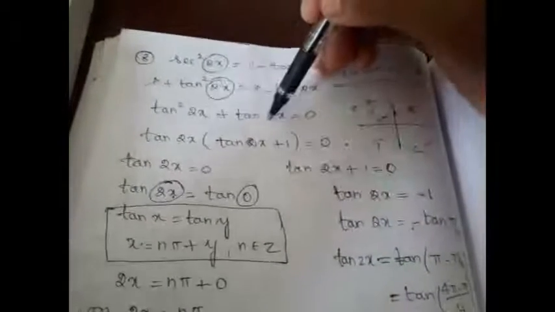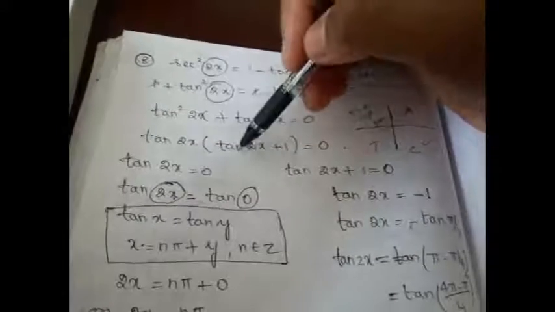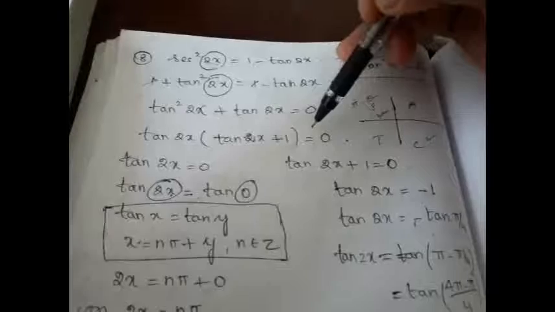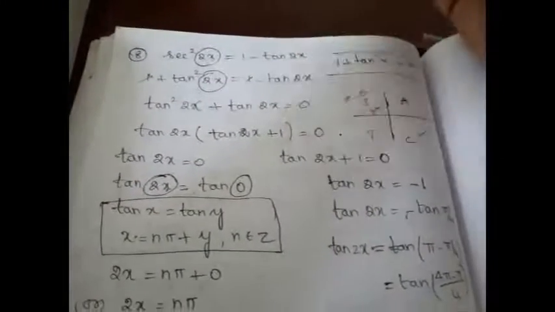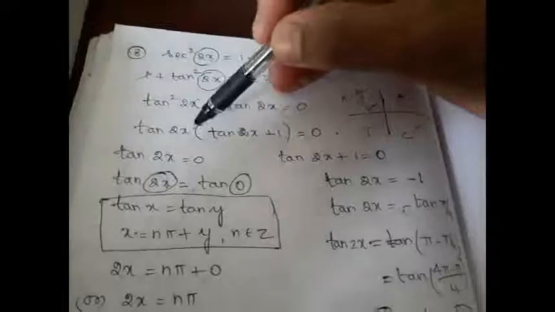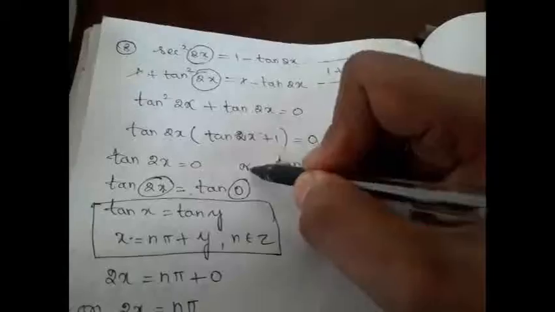Now take tan 2x common from these two terms, so we will be left with tan 2x times tan 2x plus 1 equal to 0. Now we got our equation. When the product of two terms is equal to 0, either of the terms should be equal to 0. So equate tan 2x equal to 0 or tan 2x plus 1 equal to 0, right? So tan 2x equal to 0, when will tan value become 0? At tan 0.